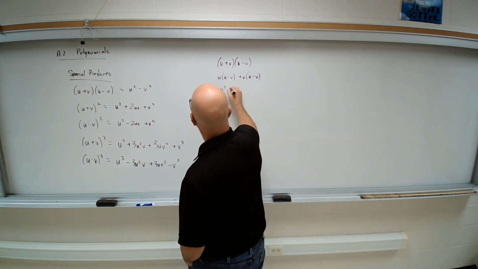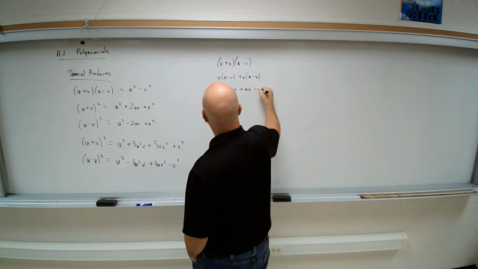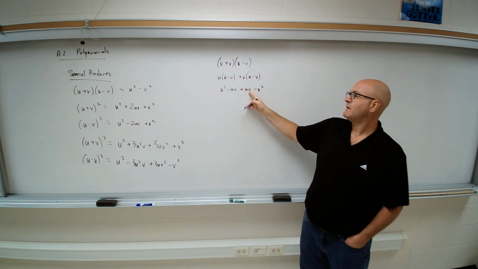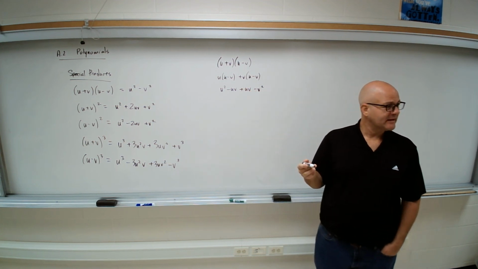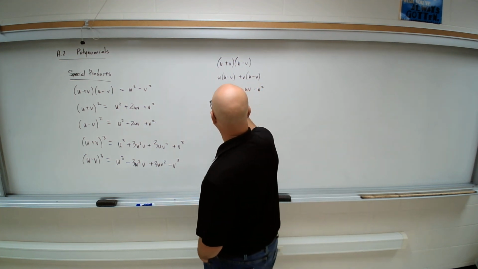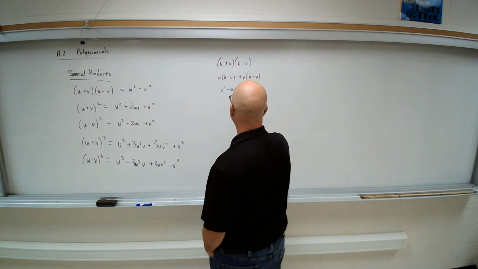Here's u squared minus uv plus uv minus v squared. And notice here, even though I did v times u, I still wrote it as uv. If you kind of keep things alphabetical, you tend to notice those patterns. And then we're just going to get u squared minus v squared. Just the difference of two squares pattern.